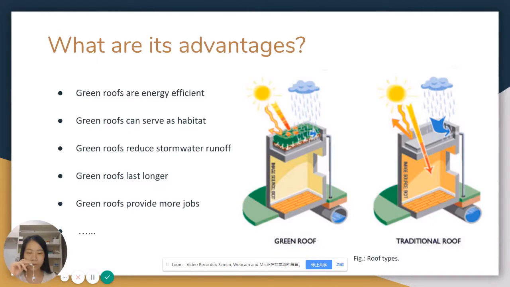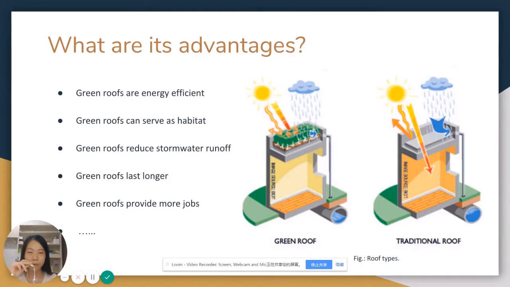It can serve as a habitat for creatures that are struggling for survival. It can retain rainwater and return a portion of this water to the atmosphere through evaporation and transpiration, reducing stormwater runoff. It can protect waterproof membrane from UV rays and extreme daily temperature fluctuations, extending the lifespan.